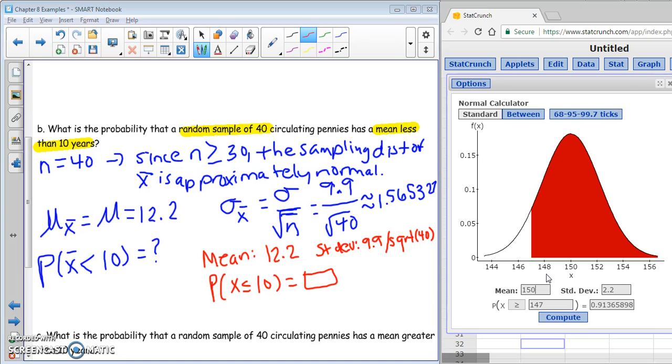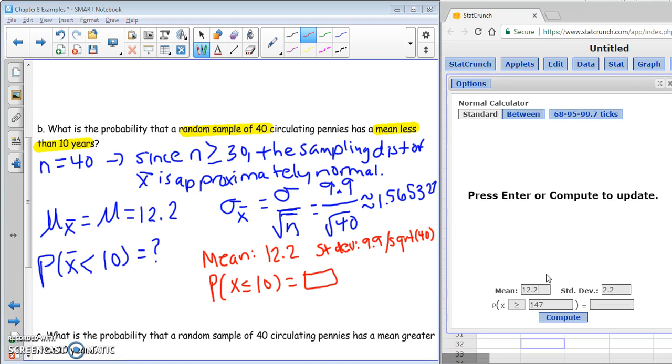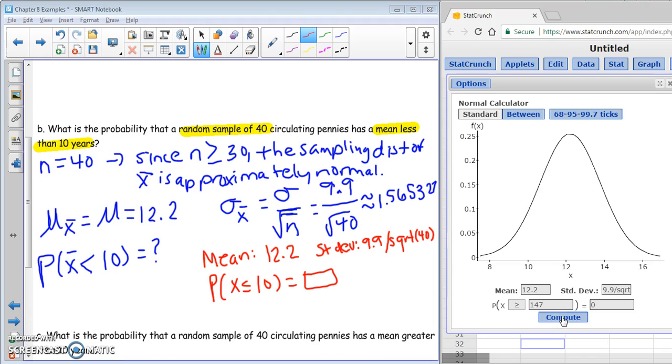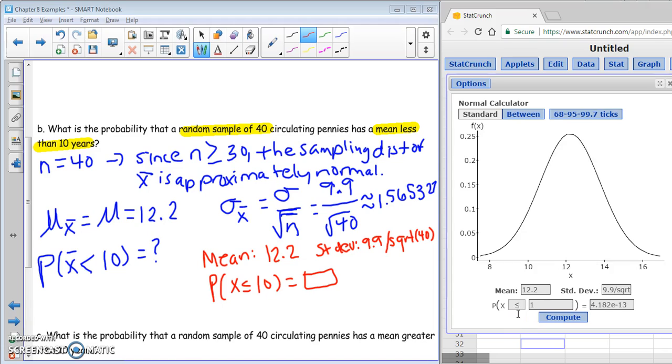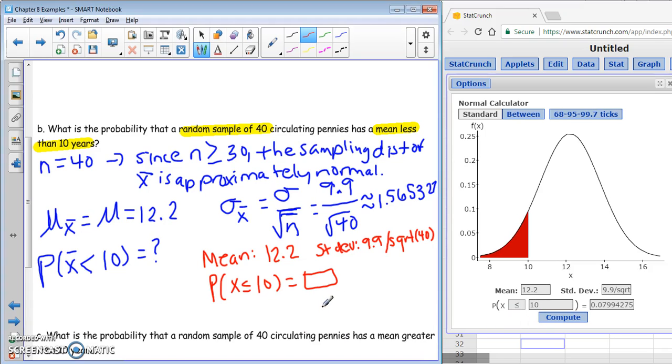Right, so let's type those in. 12.2, and this is 9.9 divided by SQRT 40. And we'll hit compute here. Oops, we forgot to change this to less than or equal to 10. So we get 0.0799 here as our answer.